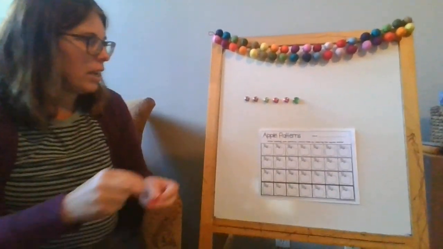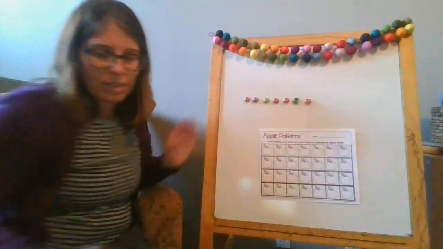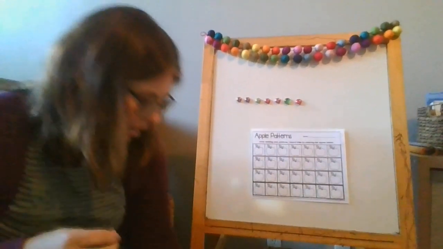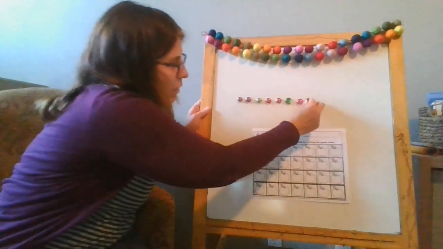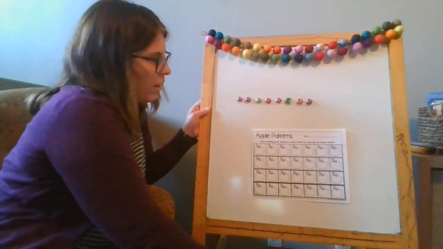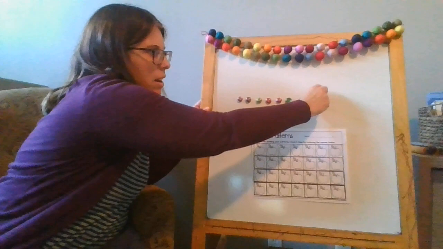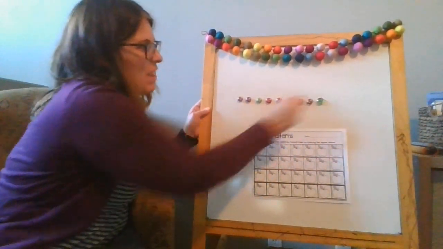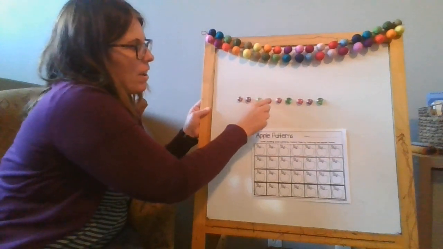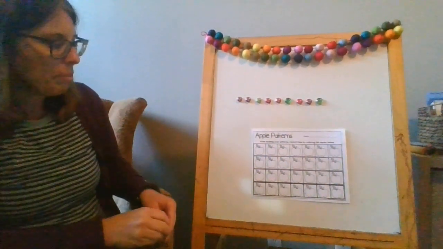Red, red, green. Red, red. And then what? Green, red, red, green, red, red, green. There's my pattern. Oh, that was yellow, huh? Not green. Whoops. Ah, we all make mistakes sometimes. Red, red, green, red, red, green, red, red, green. Yeah, so there we go.